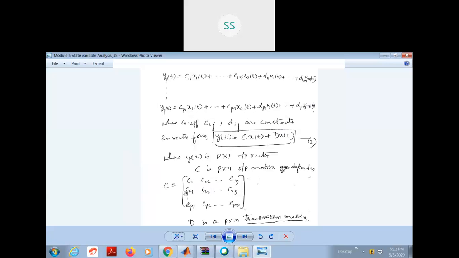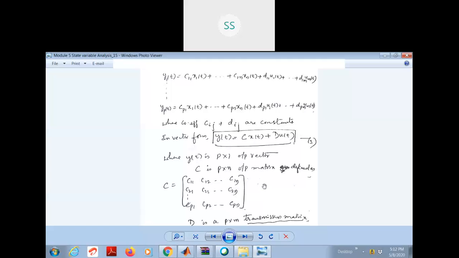So C is C11, C12 up to C1n. Therefore it is a p cross n output matrix. Now it is not n cross n, it is p cross n, because here p represents the number of responses. So p number of responses can have n number of state variables. This is the meaning: p number of output equations can have n number of state variables in them. Therefore, to represent that, the coefficient matrix C is a p cross n output matrix.